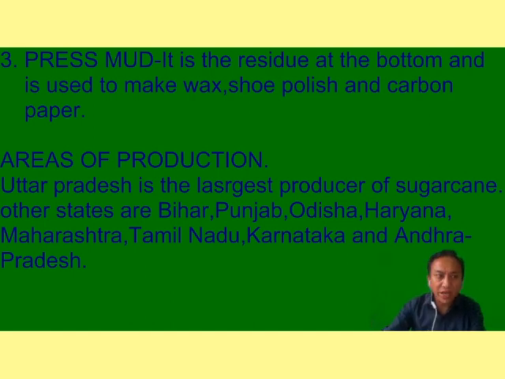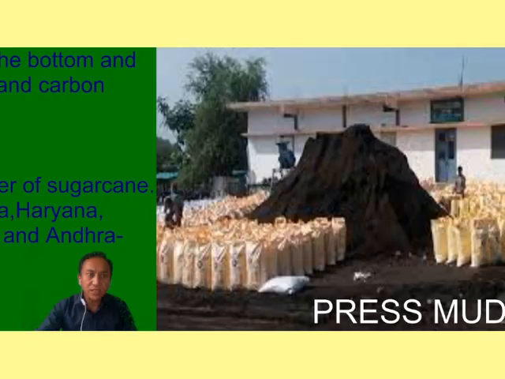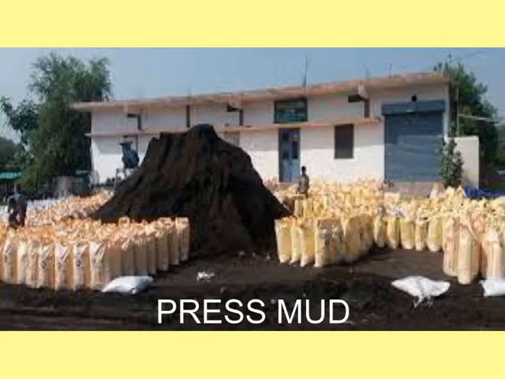The areas of production, if you see, Uttar Pradesh is the largest producer of sugarcane. Other states are Bihar, Punjab, Odisha, Haryana, Maharashtra, Tamil Nadu, Karnataka, and Andhra Pradesh. So this is somewhat what we are talking about, that is press mud. This is the third byproduct of sugarcane crop.